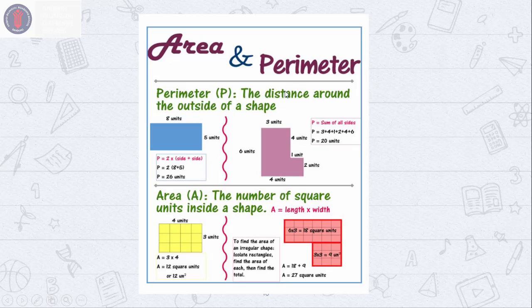While area is the number of square units inside a shape. So in area, you have to count how many squares are inside the shape. In this one, there will be 12 square units. And in this red one, there's 8 and 9, so you have to add them to get 27 square units. Remember, for the units, the perimeter can be meter or centimeter, while in area, you need to add another unit, so it will be centimeter square or meter square.